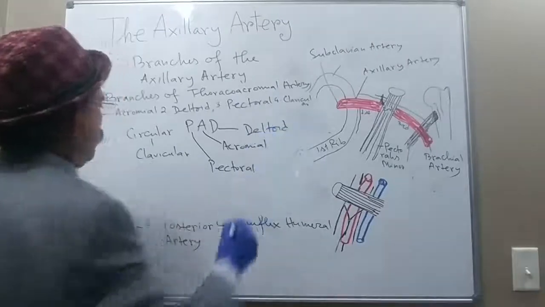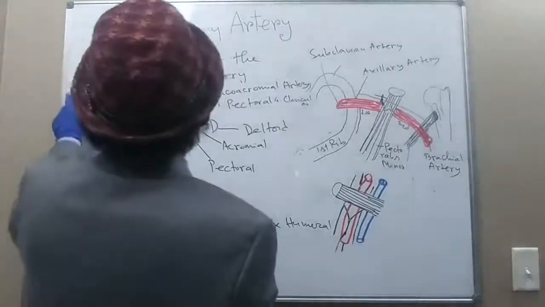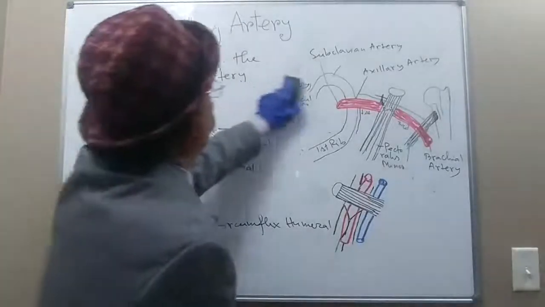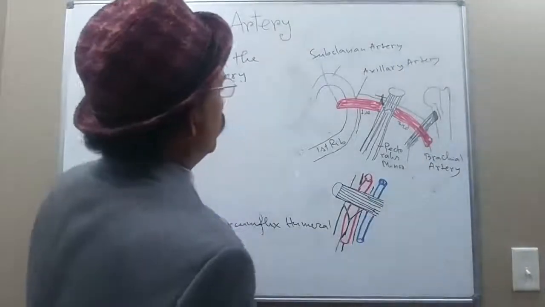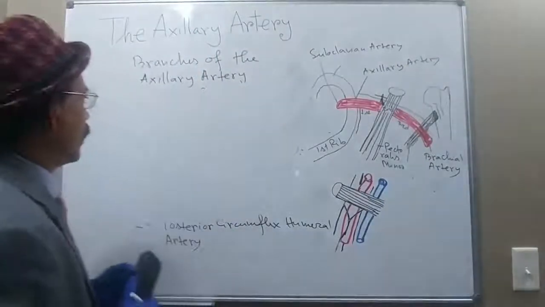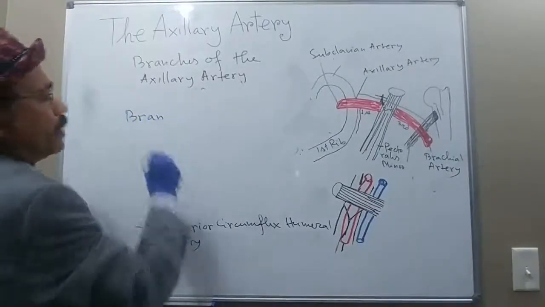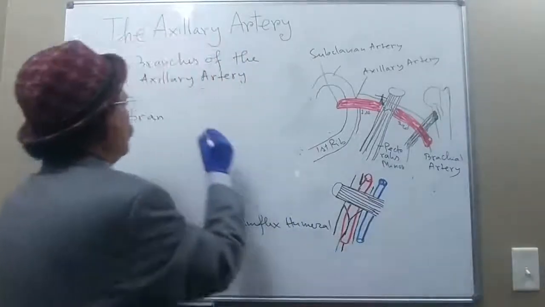Science teacher has a circular pad for his computer. You may remember it that way. We got the branches of the thoracoacromial artery. Then we have to find out the branches of the subscapular artery that is coming out of the third part of the axillary artery.